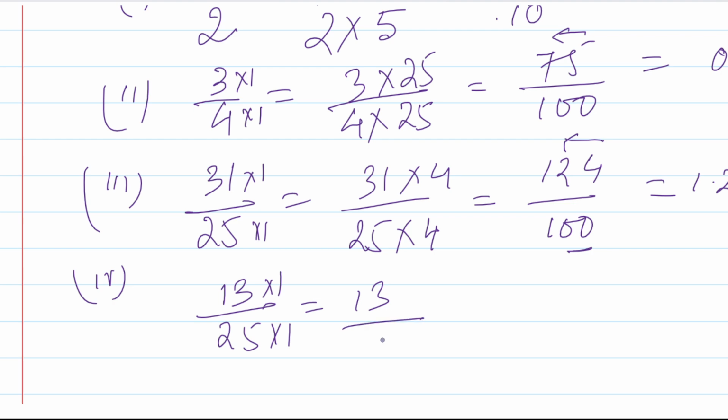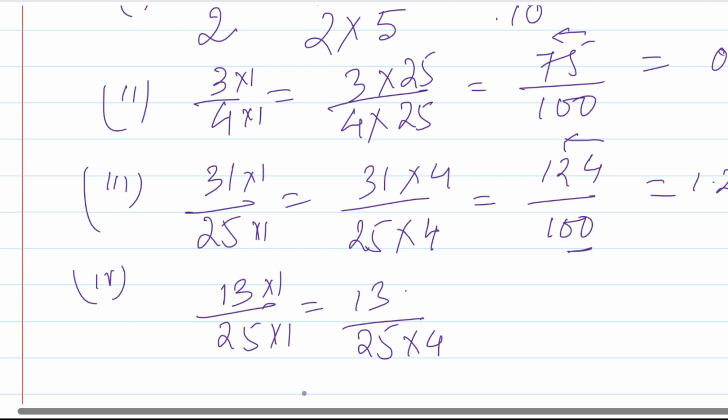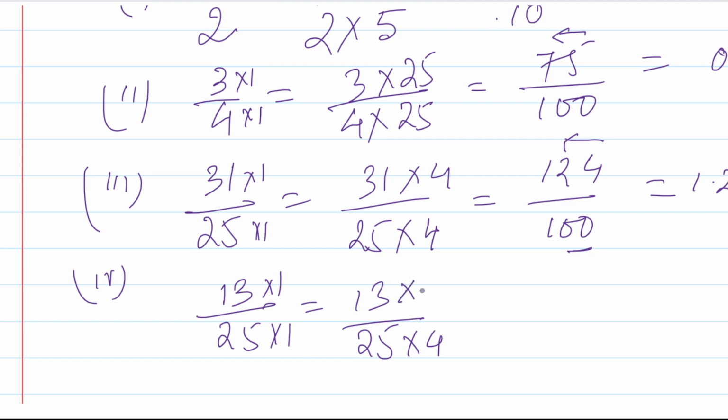So what I'll do is multiply 25 by 4, that is 100, and the numerator: 4 times 13 is 52. So this is 0.52.